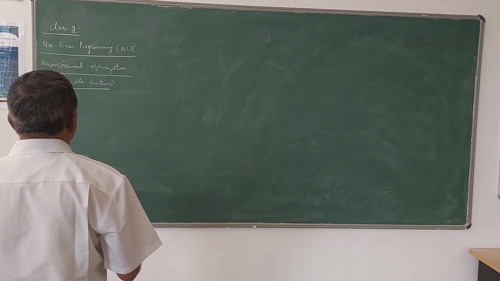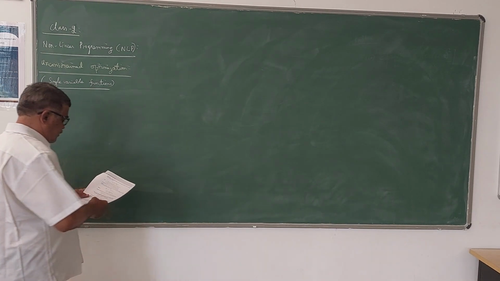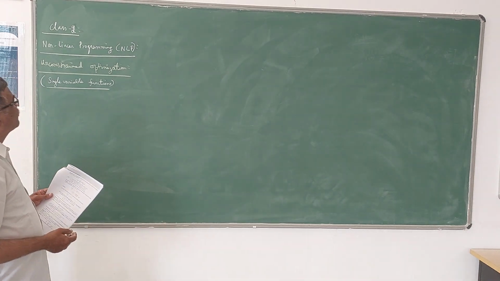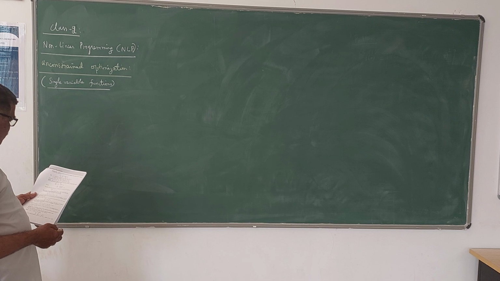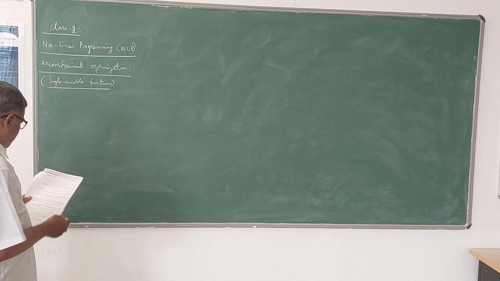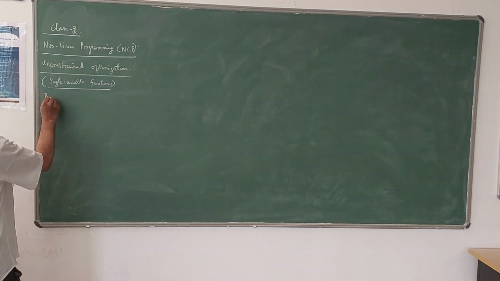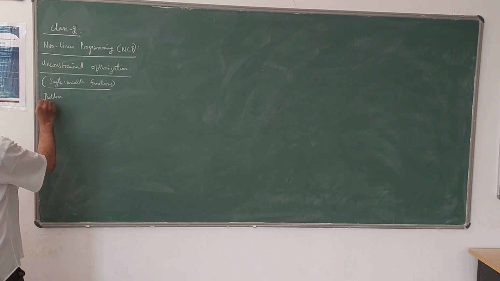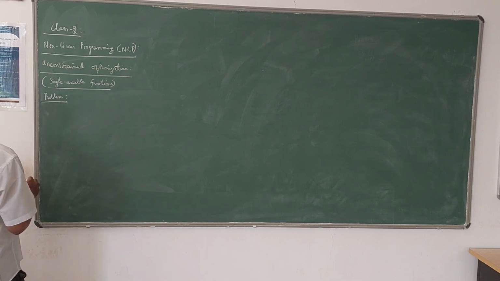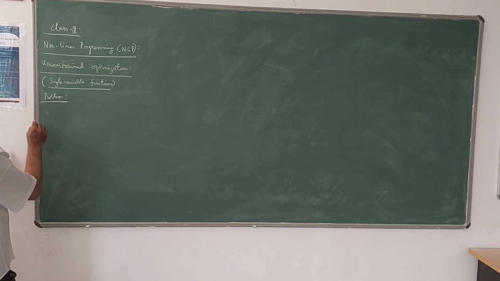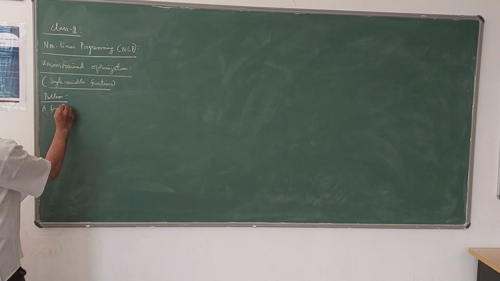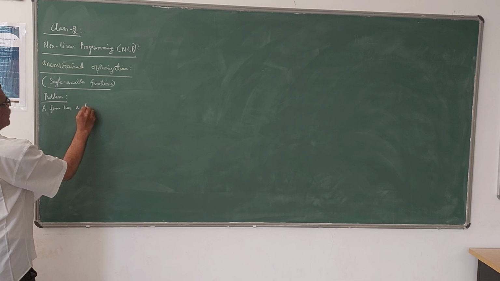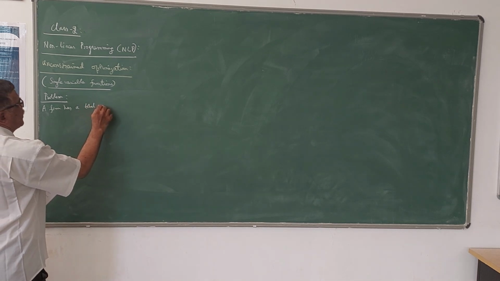So we will take some more problems on finding the maximum and minimum value of a function in the case of an unconstrained optimization. So the problem runs like this. We can take the problem. A firm has a total revenue function.